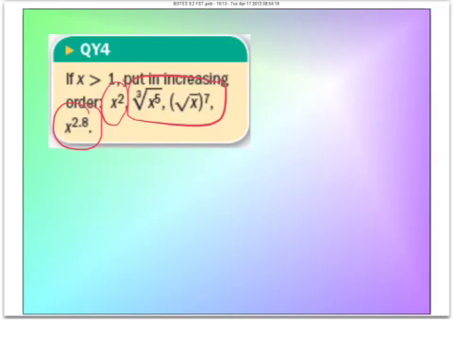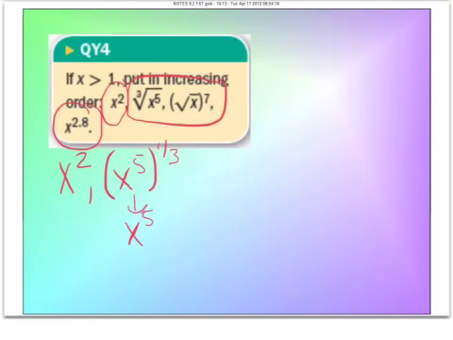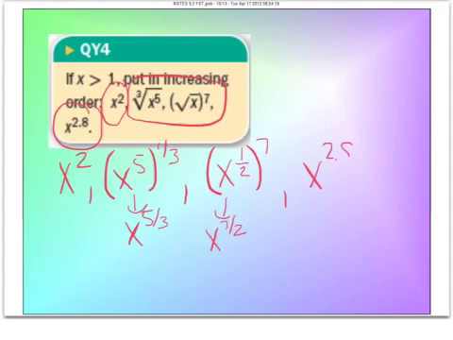So clearly we're going to have the x squared still. This next term becomes x to the 5th to the 1/3 power. Well, that is the same as saying x to the 5/3 exponent there. This next one is going to be written as x to the 1/2, and then there's 7 on the outside. This is the same as saying x to the 7/2. And then the last is x to the 2.8.